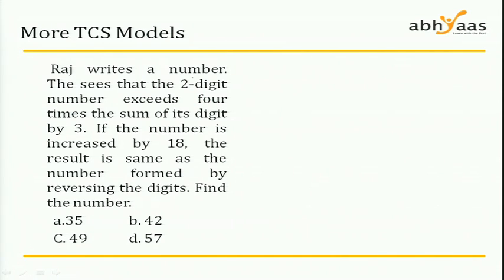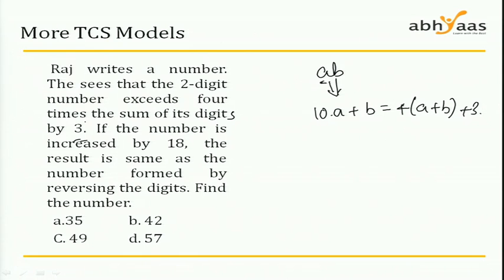Let's understand what this problem is about. Raj writes a number. He sees that the two digit number exceeds 4 times the sum of its digits by 3. What does that mean? There's a 2 digit number AB. Since this is the tens place, I can write it as 10 into A plus B. This exceeds the sum of the digits, that means 4 into (A plus B), by 3.